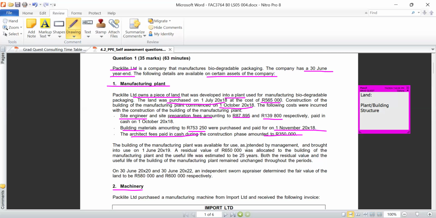The building of the manufacturing plant was available for use as intended by management and brought into use on the 1st of June 2019. That's a very important date to pay attention to. 1st of June 2019. That's when we could now be eligible to use the property, or in this case, the plant. So from that day onwards, going forward, that's when you can begin to account for depreciation on that particular building.